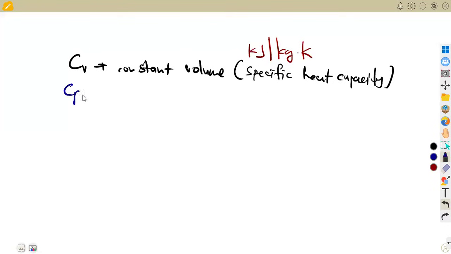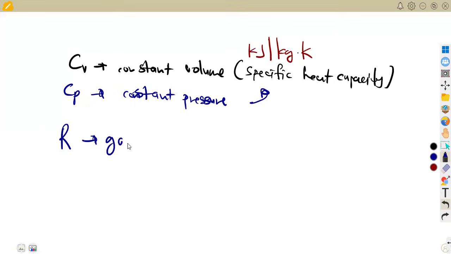If it is Cp, this is the one at constant pressure, P for pressure, specific heat capacity. Then we also have the gas constant. So this is R for the gas constant. The same units again, kilojoules per kilogram Kelvin. You need to understand this. You need to know these parts.